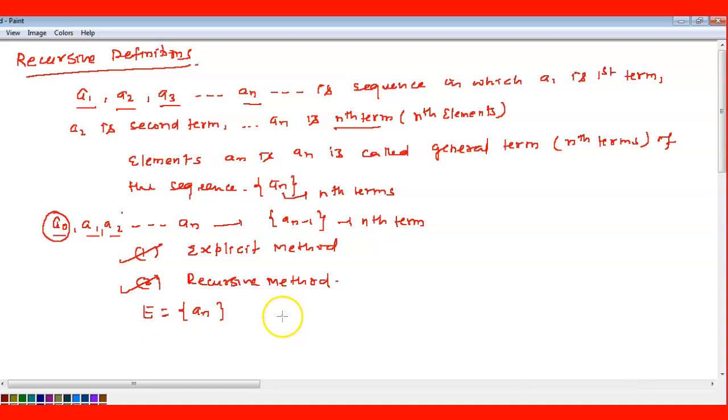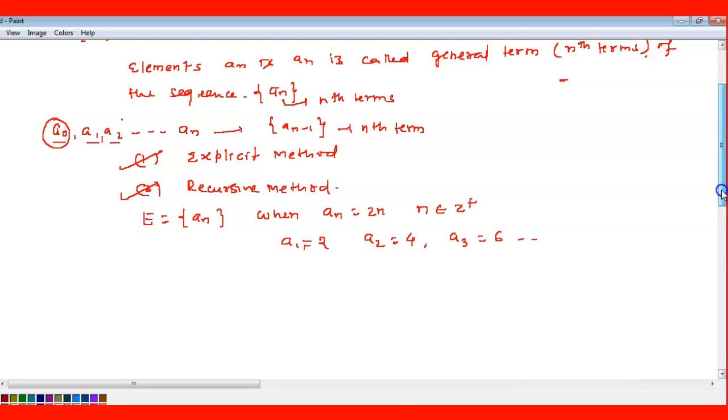an, where an is equal to 2n for n belonging to the positive integers. So this is the meaning here. If you put n equal to 1, a1, you will get 2, right? And for a2, 2 times 2 is 4. a3 is 6, and so on. So this is the form of explicit.